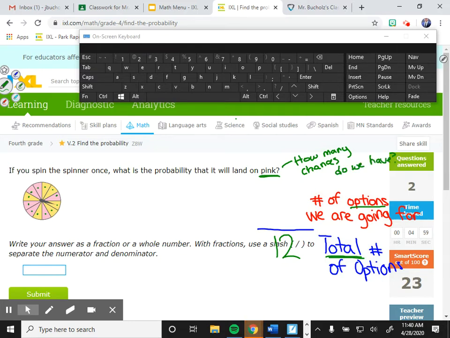So now let's count up the pinks. I'm going to use red to count up the pinks here. 1, 2, 3, 4, 5, 6. So we have 6 out of 12 to land on a pink. 6/12.